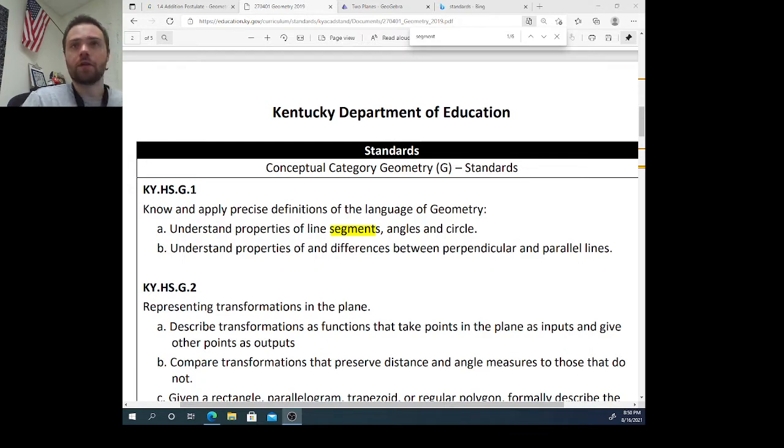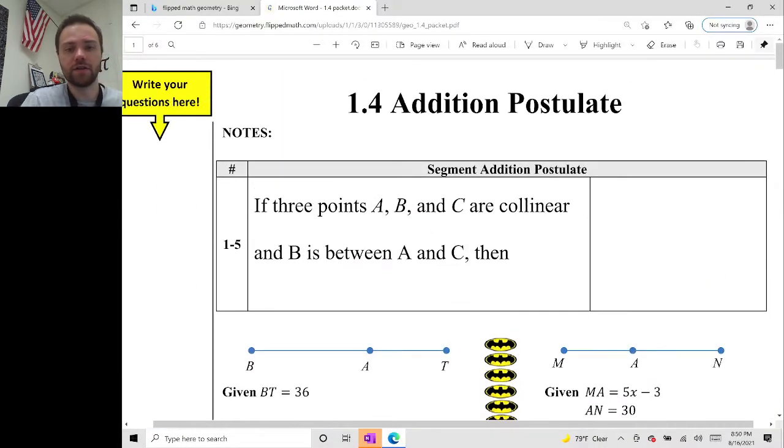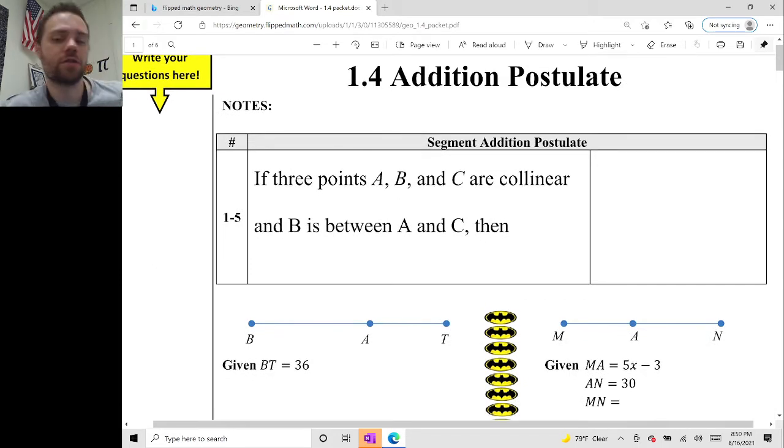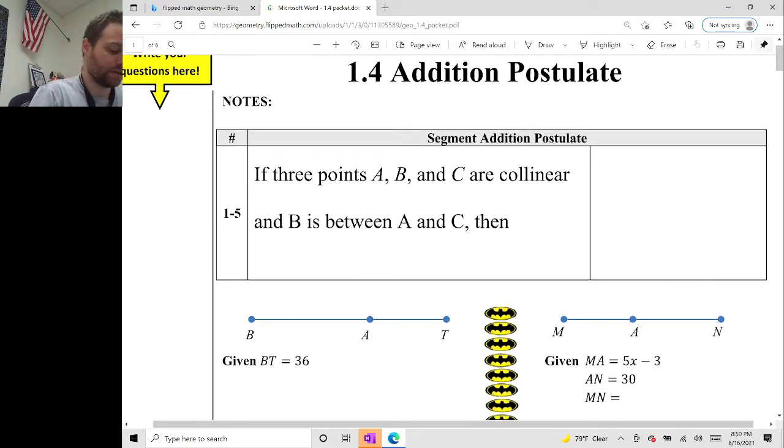So if you take a look over here, we're talking about the addition postulate. And we've got a definition to start out with. It says if 3 points A, B, and C are collinear and B is between A and C, then, well, let me draw this picture. So collinear means they lie on the same line, so we need a line. So there's our line.